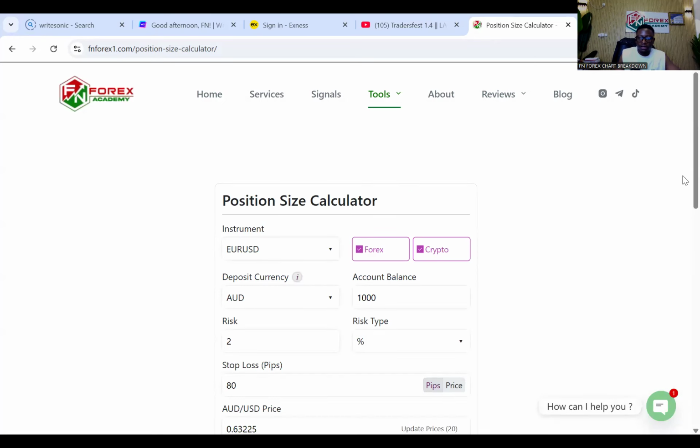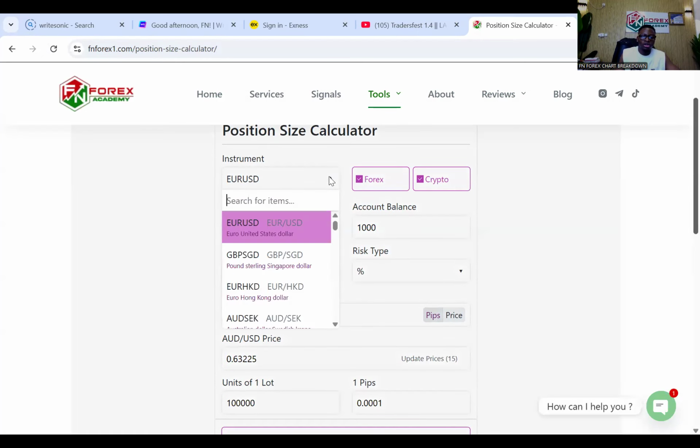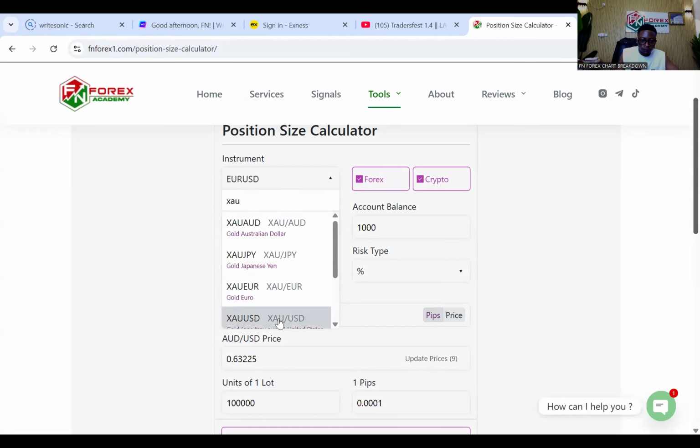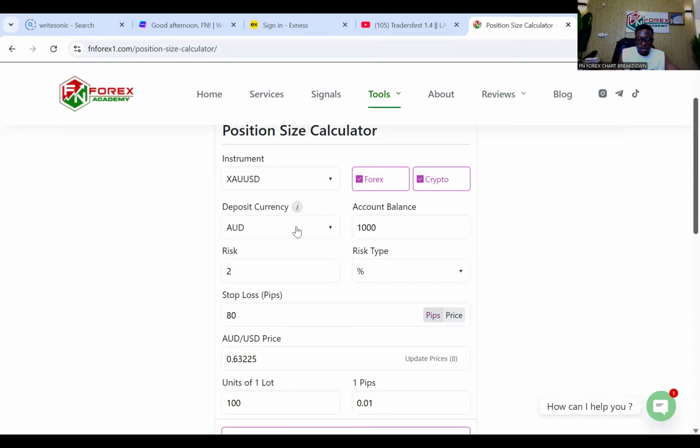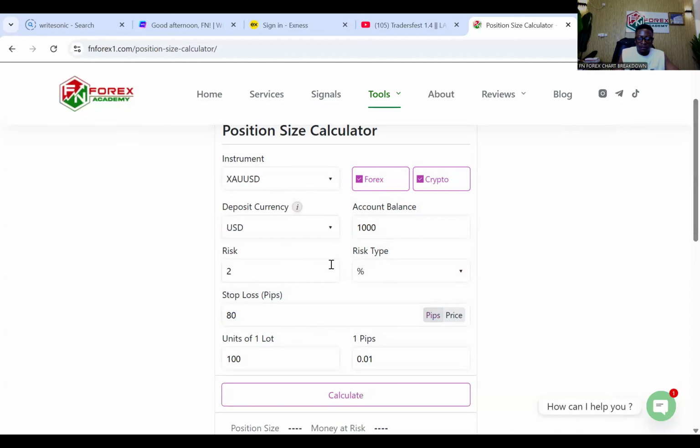And on the position size calculator, you do your thing, right? Which pair are you trading? You choose. If you're trading Euro USD, fine. If you're trading gold, XAU USD. Your account currency is in USD, so it just says USD. Your account balance is in USD. Then you put your account balance. If your account balance is maybe $300.